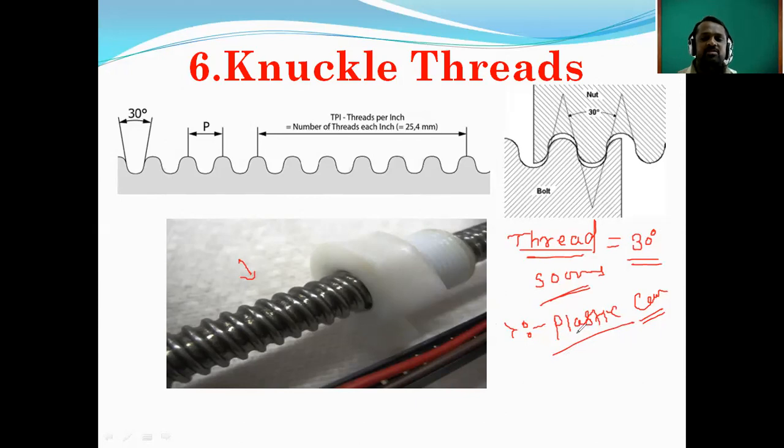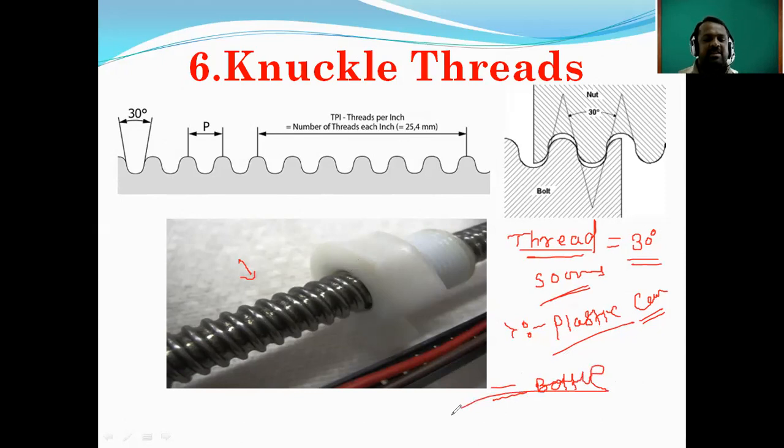Why is it very smooth? Yes, to avoid wear and tear. For this purpose these are very smooth, and generally it is used for plastic components. That knuckle thread we are using in the plastic component. The practical example is the bottle. Threads on the bottles are knuckle threads.